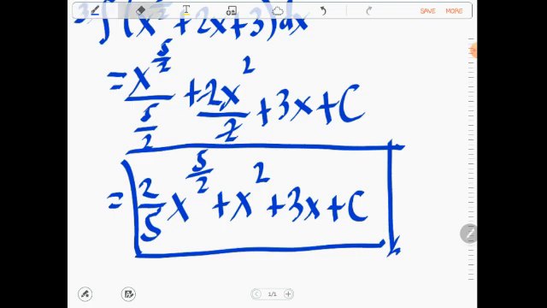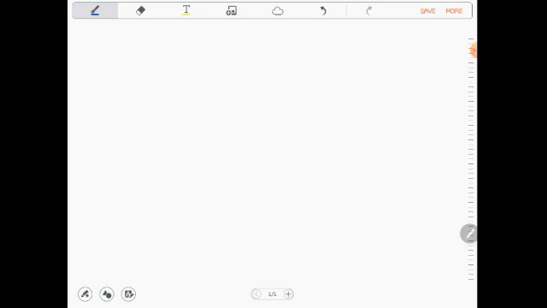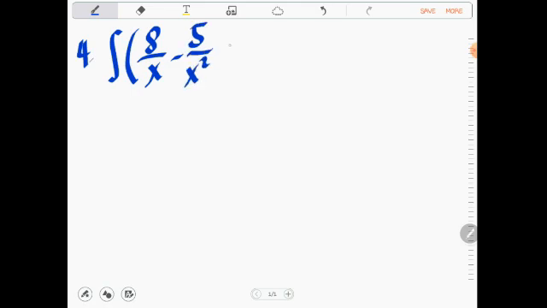Okay, now, sa ating number 4 naman, recall nyo yung example natin about dun sa undefined, no? Kasi dito ay mai-apply natin yon. So, yung ating number 4 is the integral of the quantity 8 over x minus 5 over x squared plus 6 over x cubed closed quantity dx.